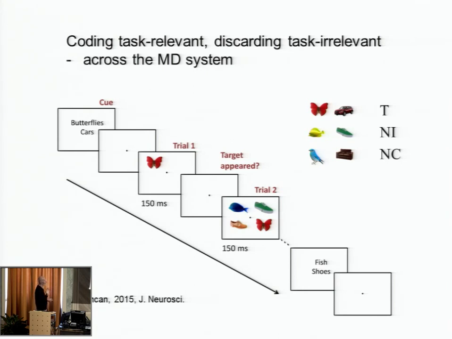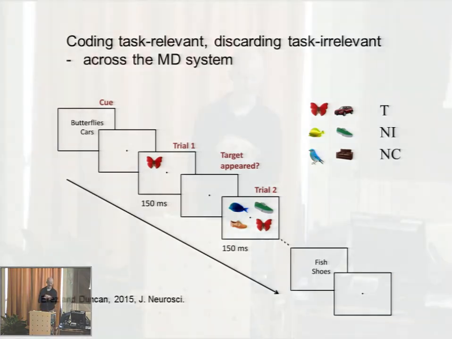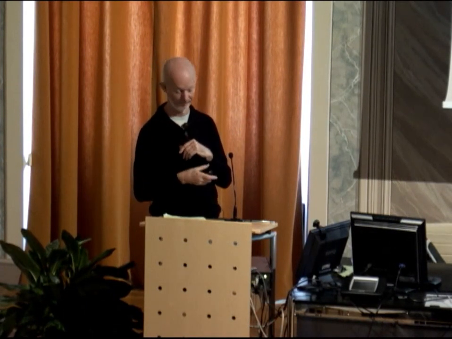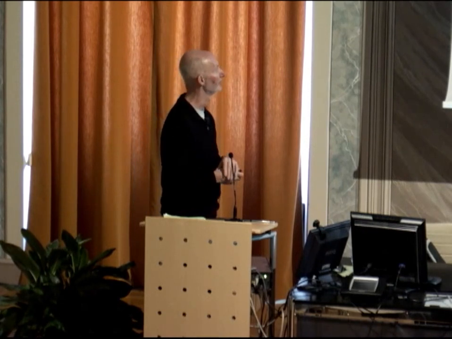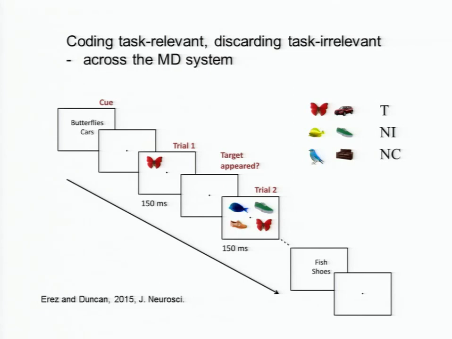And then what you would do to address the current question is to ask whether in the multiple demand system, the contents of the current attentional episode are represented or distinguished, whereas other irrelevant information is not. Various experiments have looked at that, but here's one attempt to show that the multiple demand system as a whole codes task-relevant information and discards task-irrelevant information.